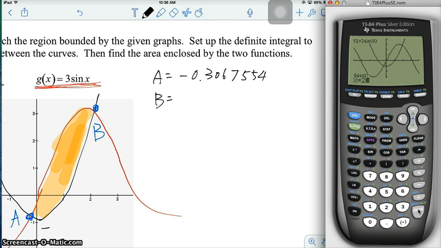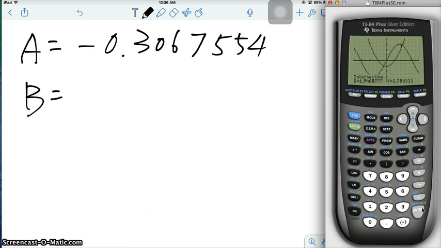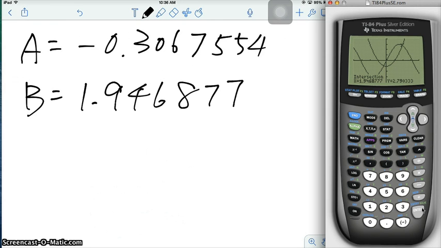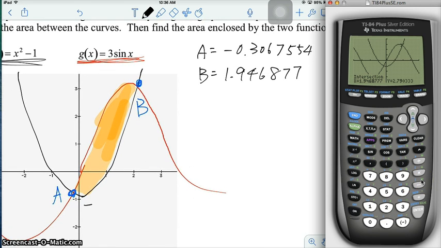What happens is the calculator is going to find the value that's around there. So push enter, and you will find out the B value. It's 1.9468777. So I'm going to go ahead and write that down. 1.9468777. Okay, now I have these two values written, so that would be my A and my B value right here. Okay, so we're going to use that.